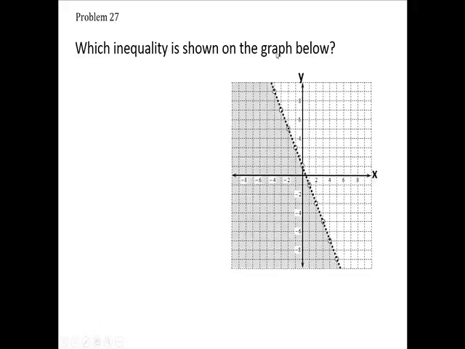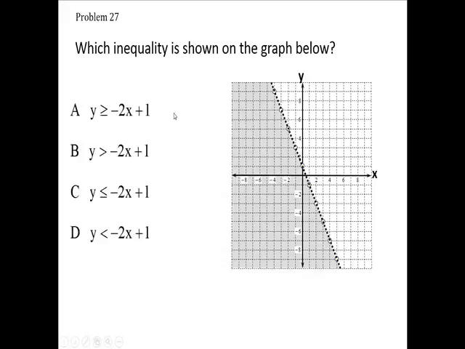Which inequality is shown in this graph? Okay, and we have four choices: A, B, C, or D. All right. The shaded part is down here, so the shaded part represents one of these four.